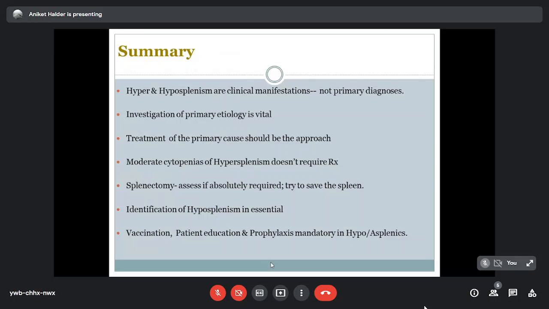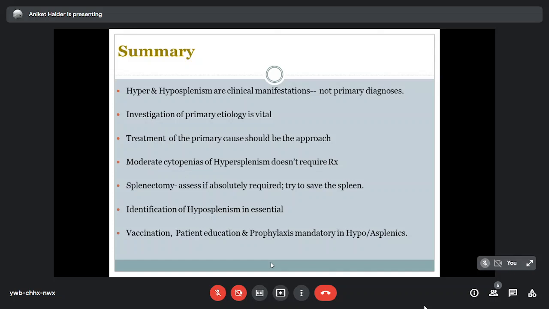These are clinical manifestations of splenic dysfunction. They are not primary diagnosis, and in most of the cases, there is an underlying primary cause which is responsible for these hypersplenic or hyposplenic conditions. Investigation of the primary etiology is very vital. The treatment of the primary cause should be the approach in hyper and hyposplenism. There can be moderate cytopenias in hypersplenism, and it usually does not require treatment.